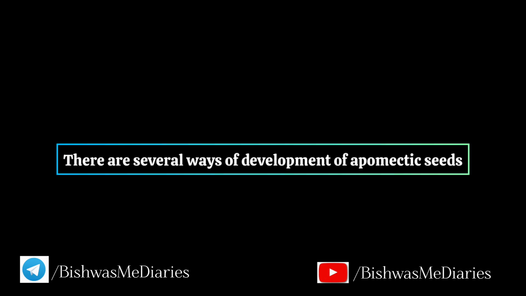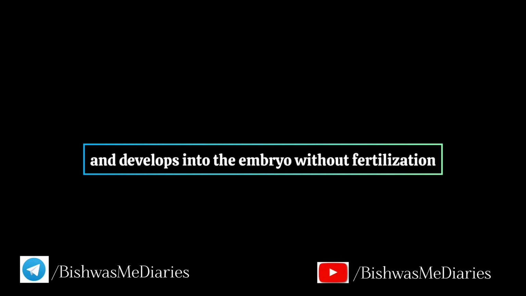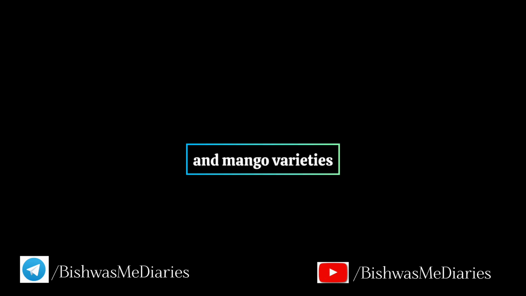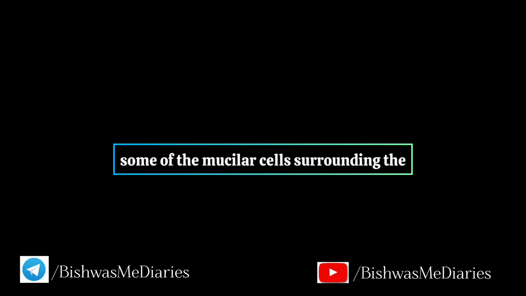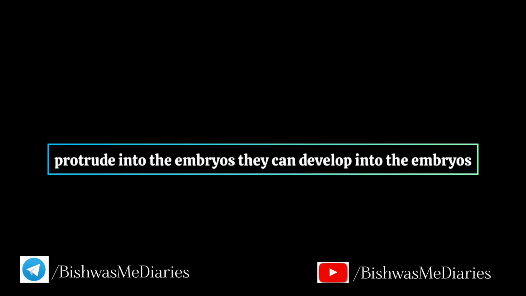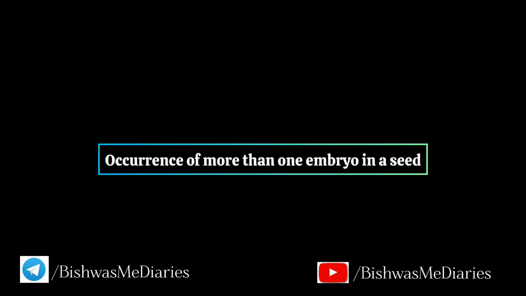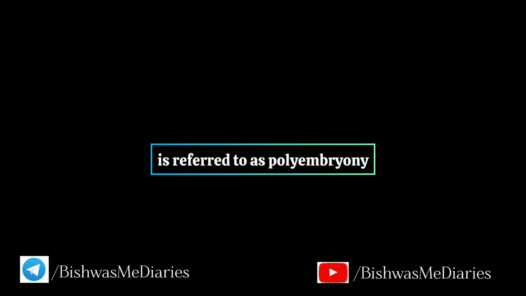There are several ways of development of apomictic seeds. In some species, the diploid egg cell is formed without reduction division and develops into the embryo without fertilization. More often, as in many citrus and mango varieties, some of the nucellus cells surrounding the embryo sac start dividing, protrude into the embryo sac and develop into the embryos. In such species, each ovule contains many embryos. Occurrence of more than one embryo in a seed is referred to as polyembryony.